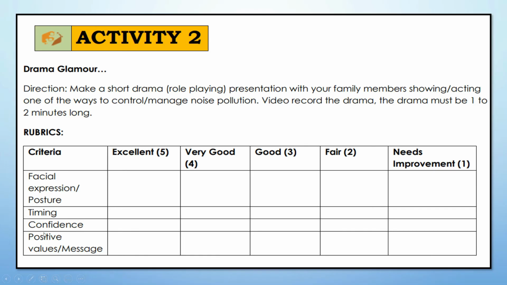So we have here the criteria. So we have the facial expression and posture, the timing, confidence, and positive values or message. So in excellent, we have 5 points. Very good, we have 4 points. Good, we have 3 points. Fair, we have 2 points. And then needs improvement for having only 1 point. So this is your activity number 2. You're going to create a short drama.